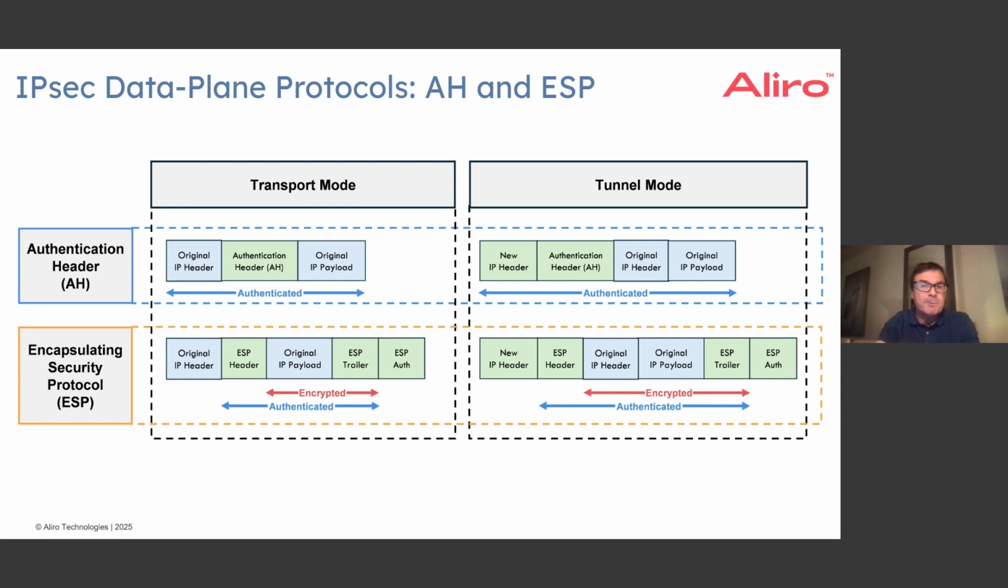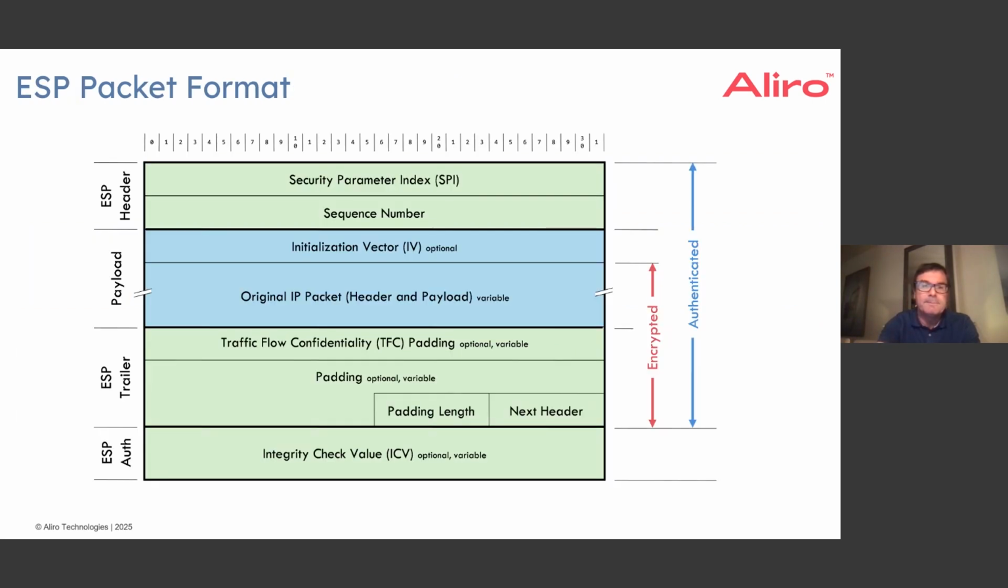Each of the four possible combinations has its own specific use case, but in this webinar, I will only discuss ESP tunnel mode, which is the option in the bottom right here on this slide. This diagram shows the format of a data plane ESP packet in tunnel mode. The security parameter index identifies the security association. The sequence number is used to prevent replay attacks.